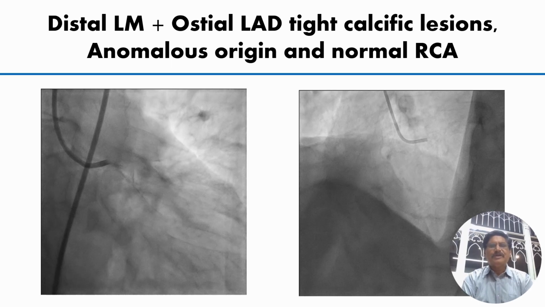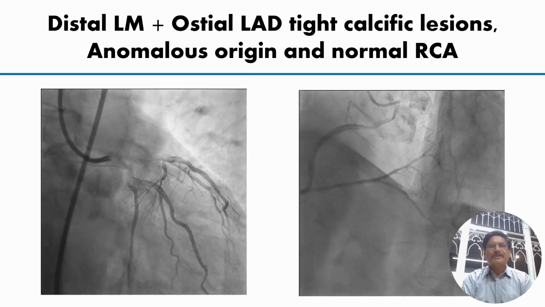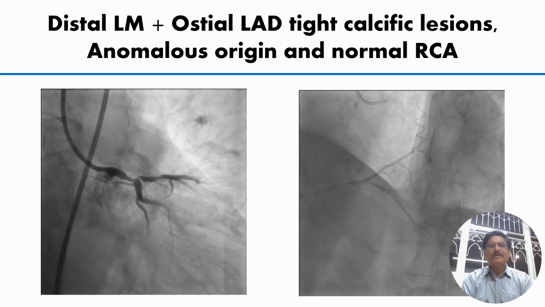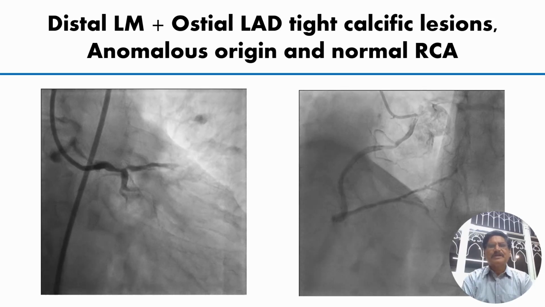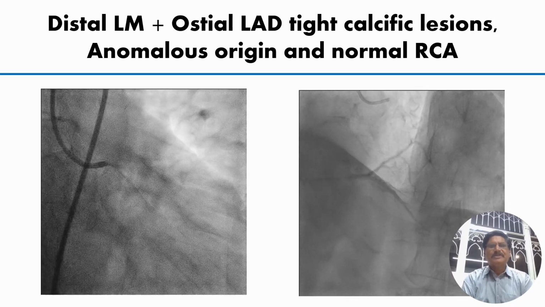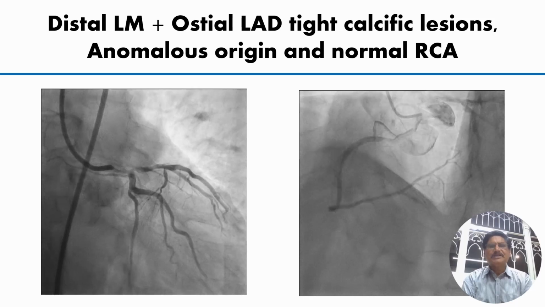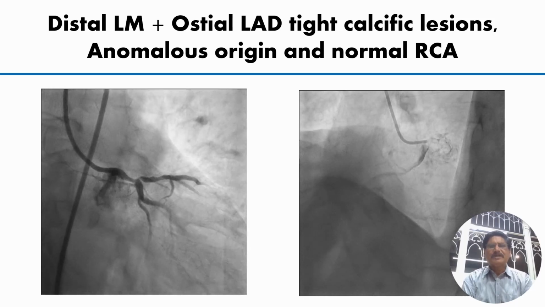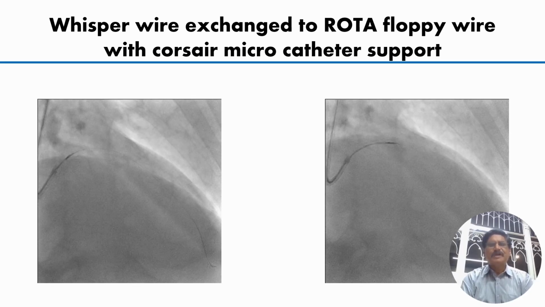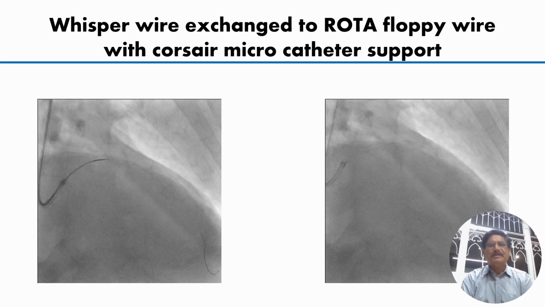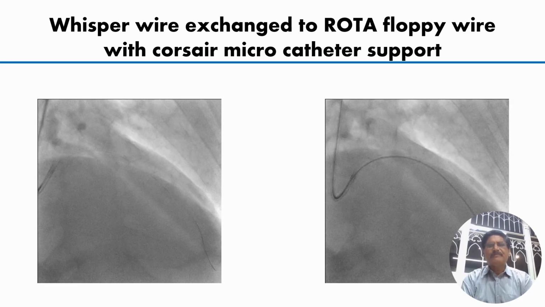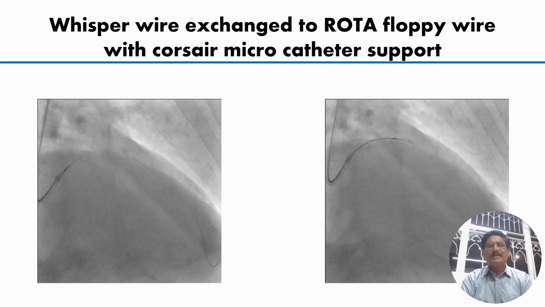So here we want to do good lesion modification. In this patient with the left coronary, you can see the non-dominant circumflex and type 3 LAD with a distal 75% lesion, a complex bent ostial lesion with eccentric calcium, and an anomalous RCA with an intermediate lesion. As we are dedicated CTO operators, with the Whisper wire we crossed these bends and calcium with the help of the Corsair microcatheter, and then we exchanged to the Rota floppy wire.